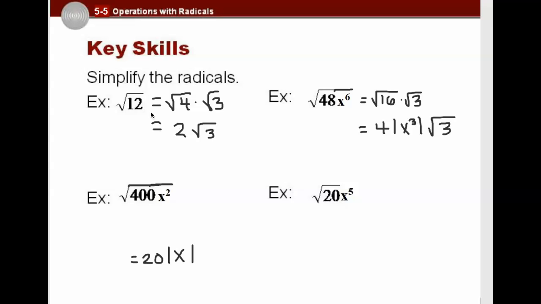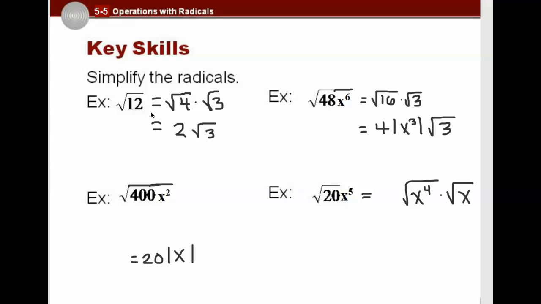So like for the next example, we have x to the 5th. So since it's odd, it doesn't divide nicely by 2. So you write it as the even, 1 less than it. So x to the 5th is kind of like looking at x to the 4th and x.